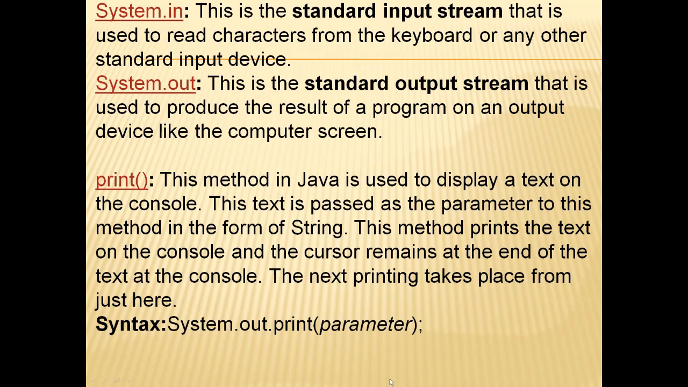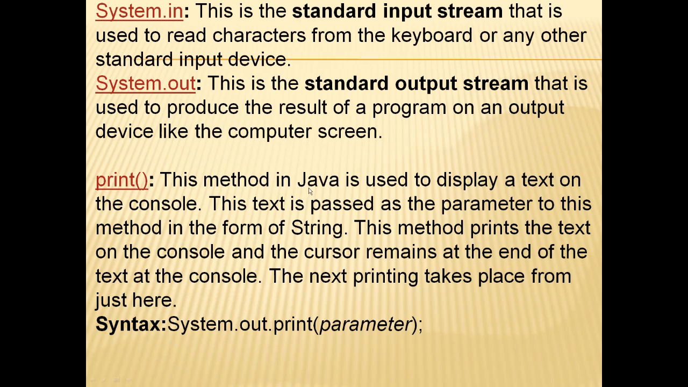These are only three. System.in. This is the standard input stream, and by the name, .in means input. That is used to read characters from the keyboard or any other standard input device. System.out. This is the standard output stream that is used to produce the result of a program on an output device like the computer screen.